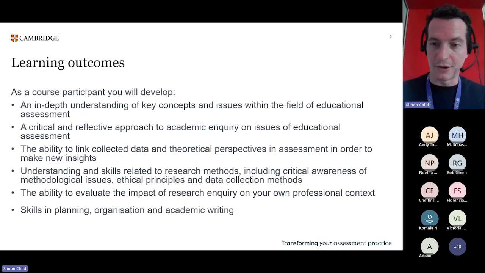Many of you, of course, will have undergraduate degrees, and in some ways that shows that you've got the potential for master's level study. Obviously, it's a master's level qualification, so there is an increased level of sophistication of academic thinking and writing.